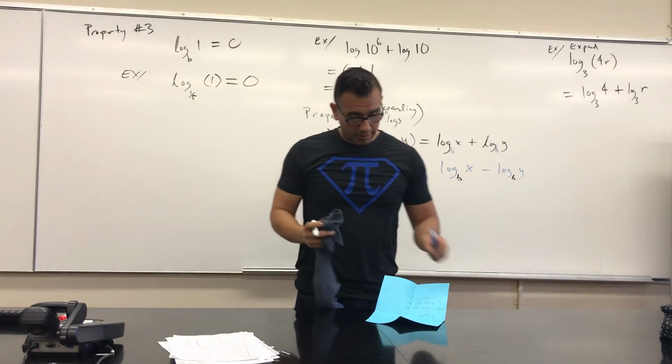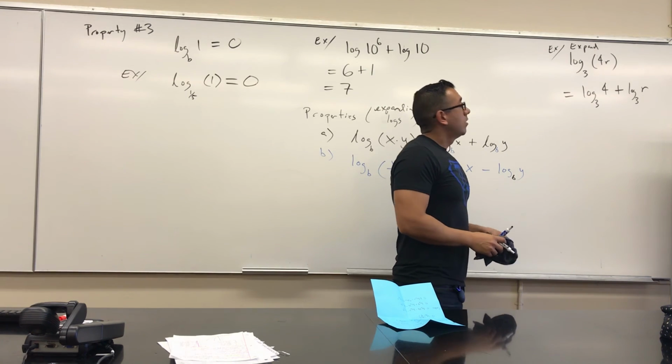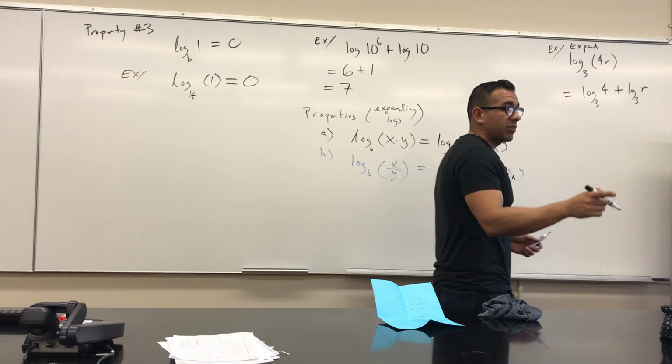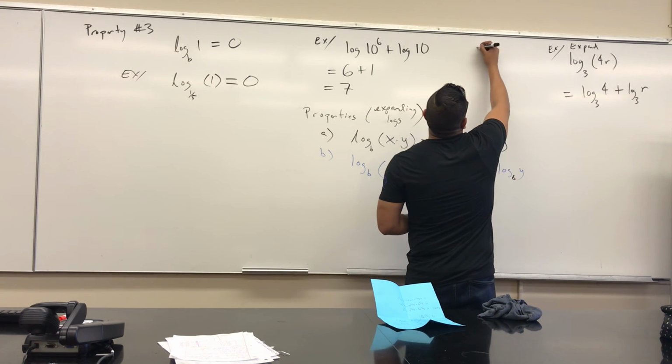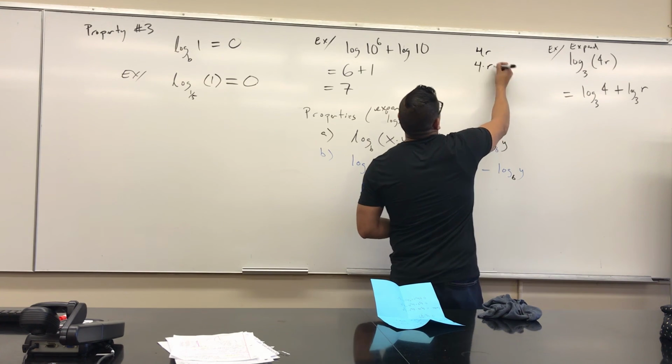Yes? Why would they not be together if between the 4 and the r there is no multiplication? Because in the first one there was... Let me ask you this. Yes. 4r, is that the same thing as 4 times r?